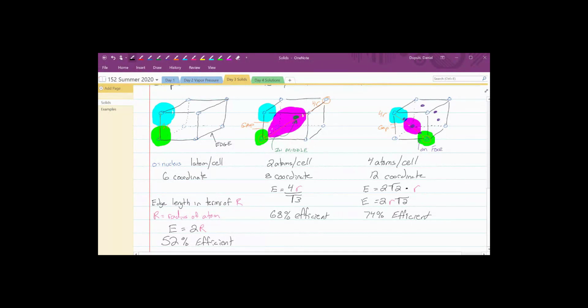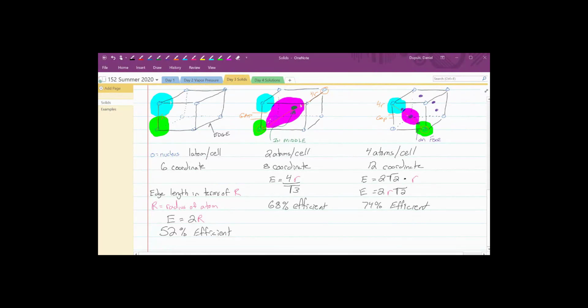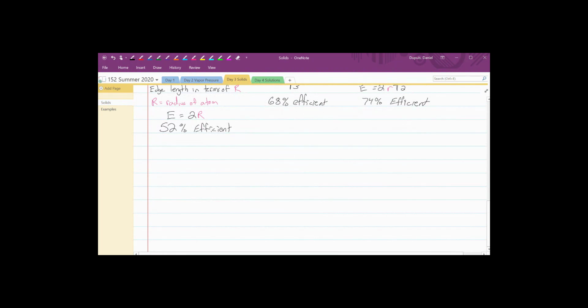Again, your book has a little better drawing of pictures than I can draw. So you'll see where the atoms touch and where they don't touch. All right. How am I determining how many atoms? Let's do that. So how to determine the number of atoms in a unit cell.